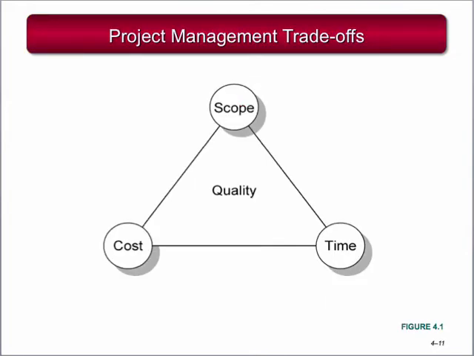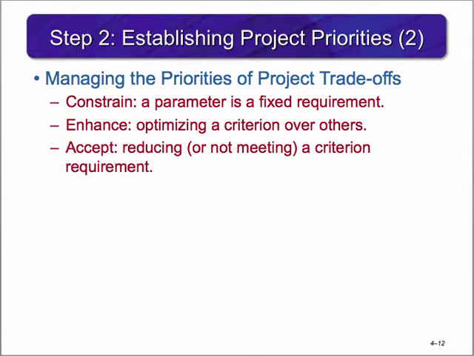This figure shows the choices faced in project management trade-offs. It is sometimes referred to as the project triangle. Again, you can see that the trade-offs listed here are scope, cost, time, and quality. Most projects will face changes to their priorities. It's the project manager's responsibility to manage the priorities of project trade-offs, often with the customer's input.